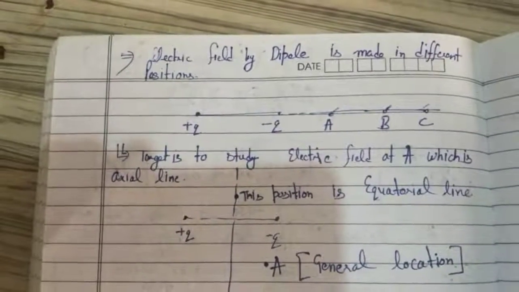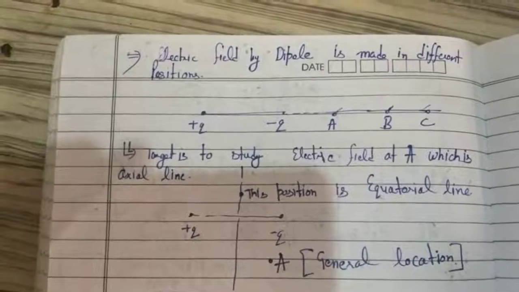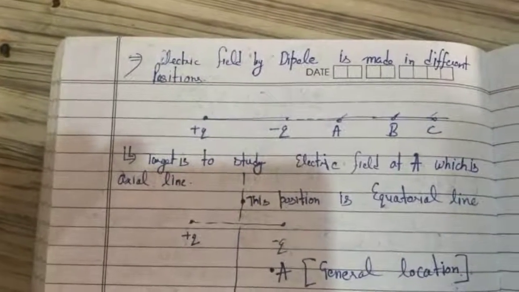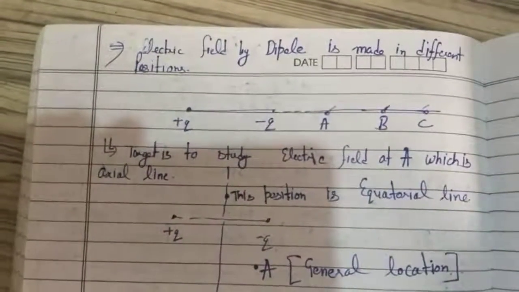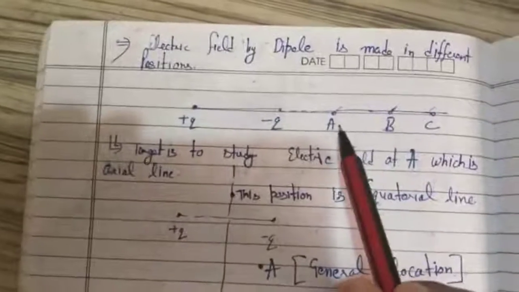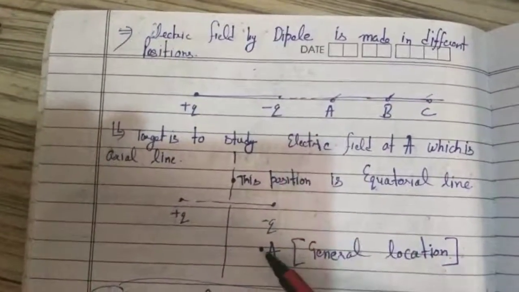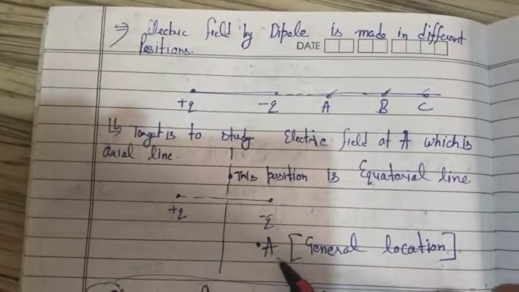Good morning, students. Today, in the last lecture, we studied the electric dipole. Now we will study the electric field at different positions of the dipole. I told you that we will be discussing three positions: one is the axial position, one is the equatorial position, and if a test charge is placed here, it will be the general position.